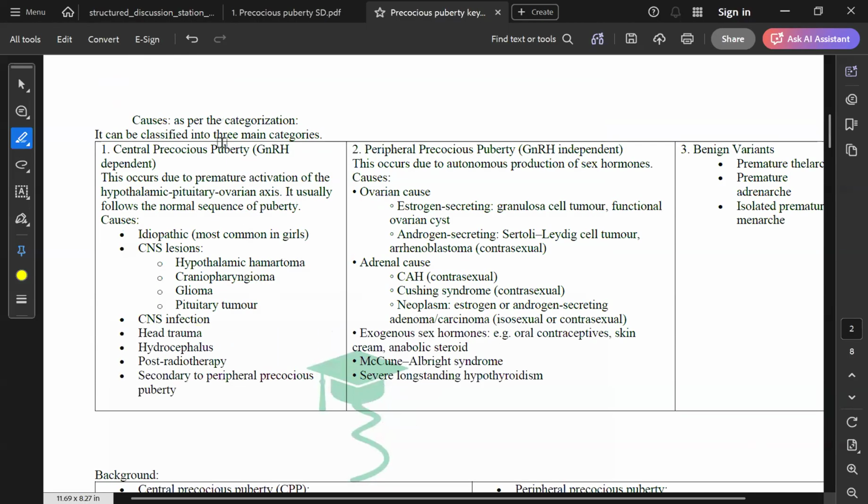As per what is the background, it could be a central precocious puberty or a peripheral precocious puberty, or it could be any of the benign variants, right? The central causes, like you mentioned, the CNS lesions, hydrocephalus, head trauma. So these are all the central precocious puberty. Most commonly, what we see is the idiopathic precocious puberty. So this is how you have to mention to the examiner.